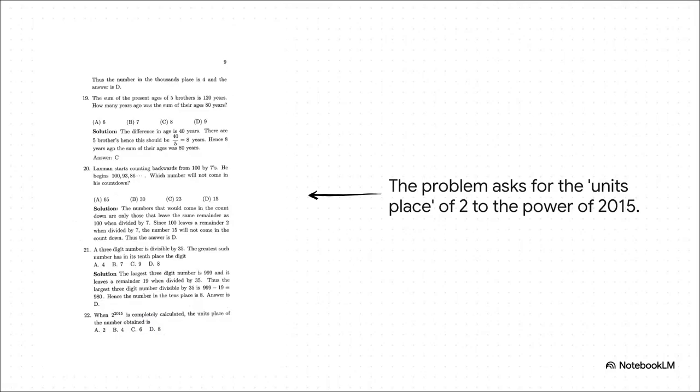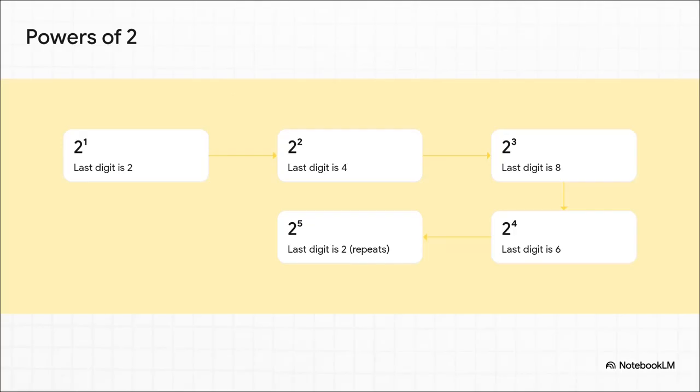The textbook calls it the units place, which is just a formal way of saying the very last digit of the number. Let's just forget about 2015 for a second. Let's calculate the first few powers of 2 and look only at the last digit. Okay, 2 to the power of 1 is 2.